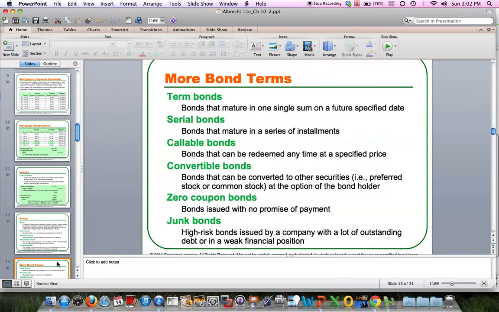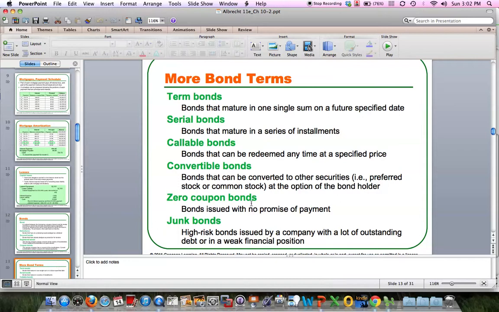A callable bond is a bond that can be redeemed anytime at a specific price. So the bond issuer issues that bond, and they have a right to call it back whenever they want to call it back. Typically at a price higher than what they sold it for, though, is typically how those work.